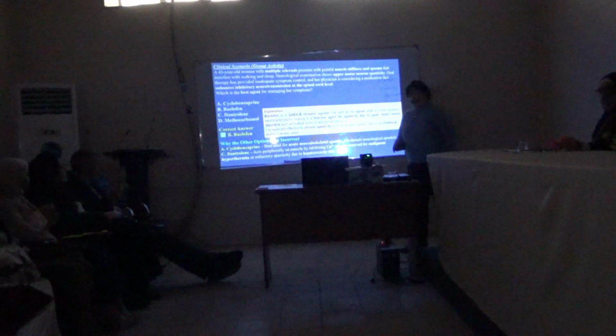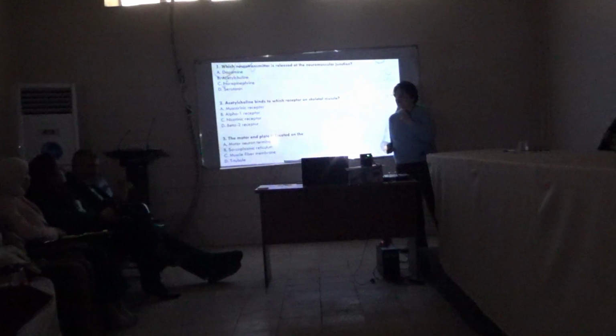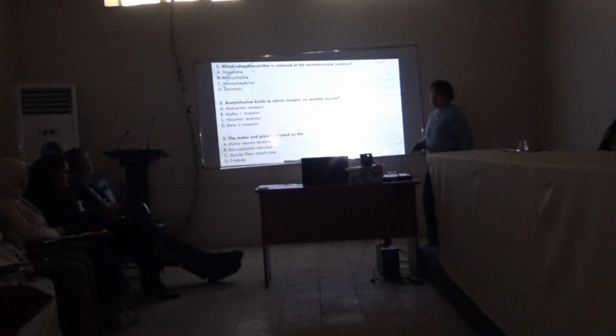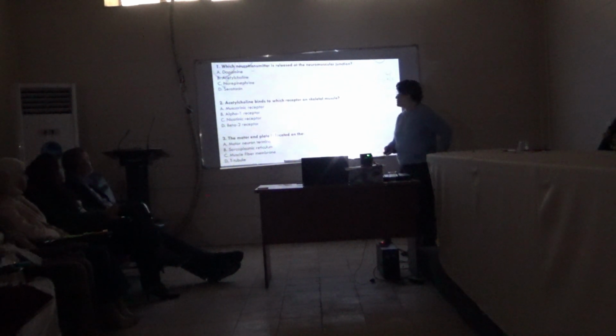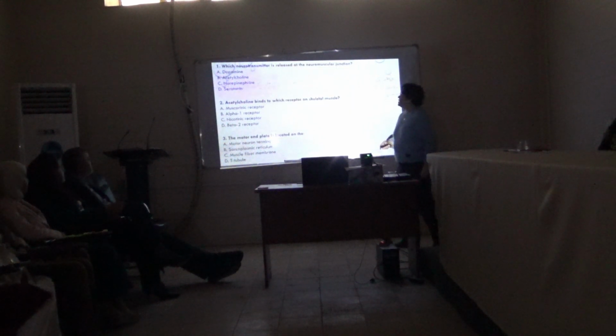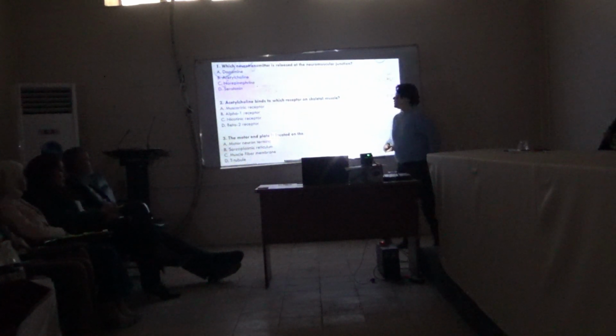Okay, now I will ask you multiple questions as MCQ. I just want to know about your information from the previous lectures about the neuromuscular blocking agent and skeletal muscle relaxant. First one, which neurotransmitter is released at the neuromuscular junction? You have four options: dopamine, acetylcholine, norepinephrine, serotonin. Yes, ma'am. Acetylcholine.